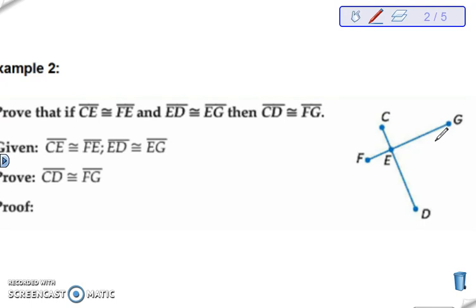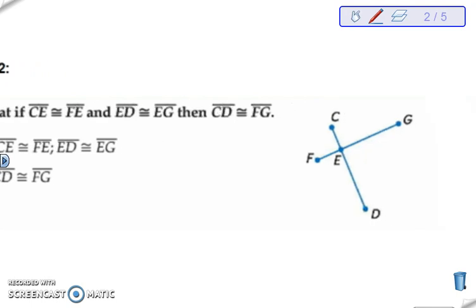All right, so a lot of words there, right? So let's start with what we know. CE is congruent to FE, and ED is congruent to EG. Again, we're just marking the parts that are equal. And we need to prove that CD is congruent to FG, so I'm just highlighting so I see what I'm looking at.